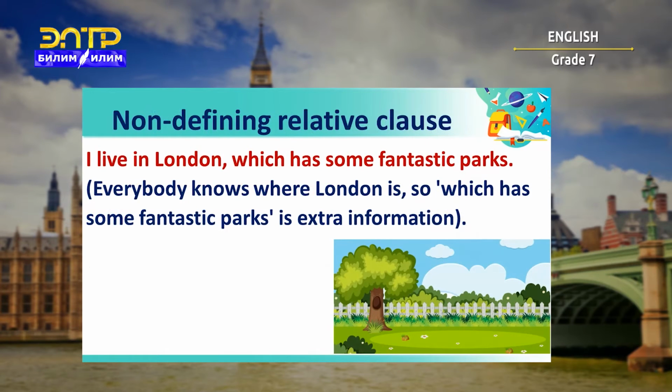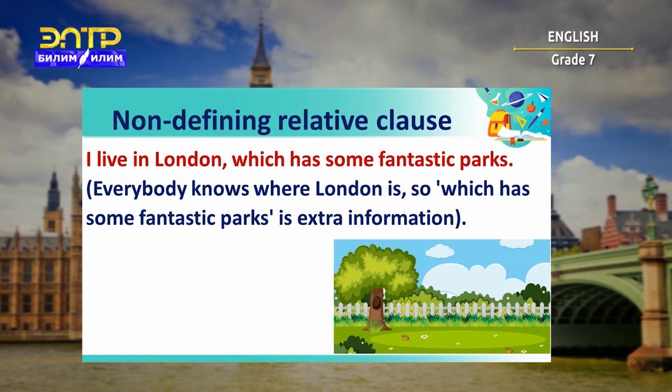A non-defining relative clause gives us extra information about something. We don't need this information to understand the sentence. For example, I live in London, which has some fantastic parks. Everybody knows where London is, so which has some fantastic parks is extra information.